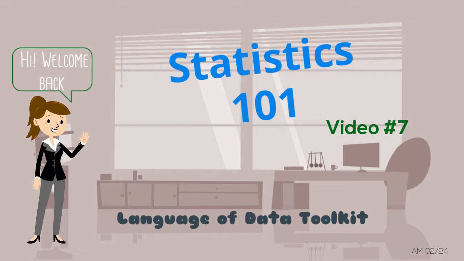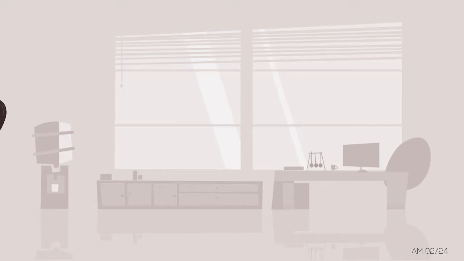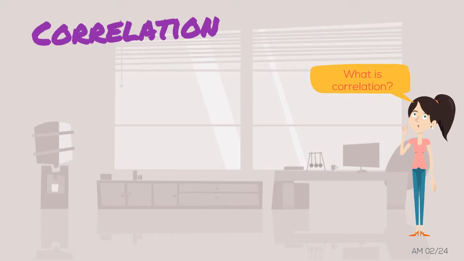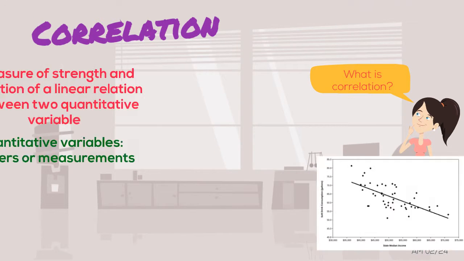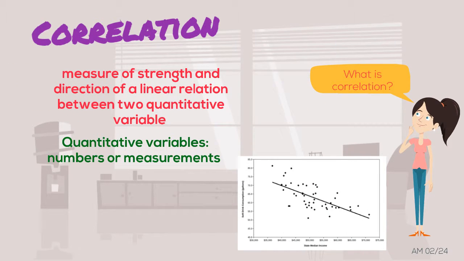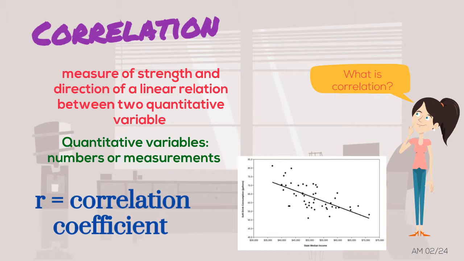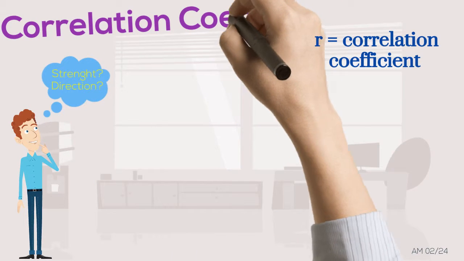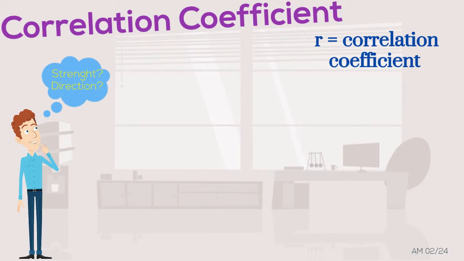Let's get started on video 7, where we will be discussing correlation. In statistics, correlation is a measure of strength and direction of a linear relationship between two quantitative variables. The correlation coefficient is denoted by a lowercase r, which helps us understand the relationship between the two variables. In order to understand the meaning behind the correlation coefficient, we must understand its definition.